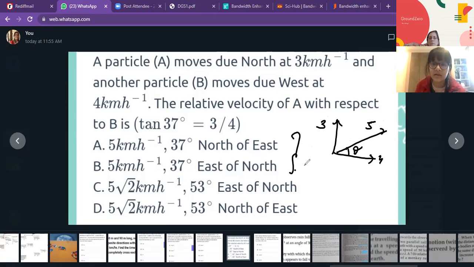And the direction you have to be seeing, right? One is north of east and one is east of north. So what is the direction? How did you decide it is north of east? Because we are moving upwards from east. Yeah. 37 degrees.